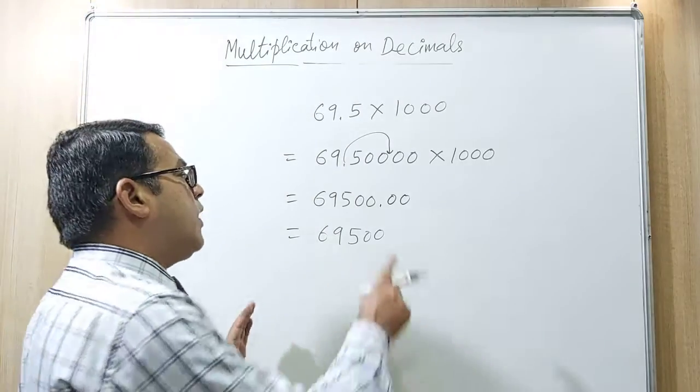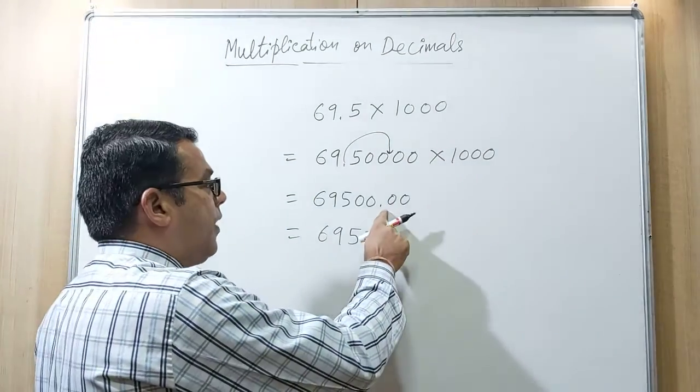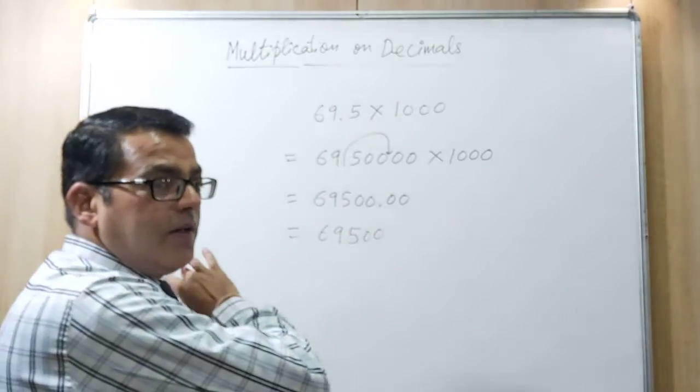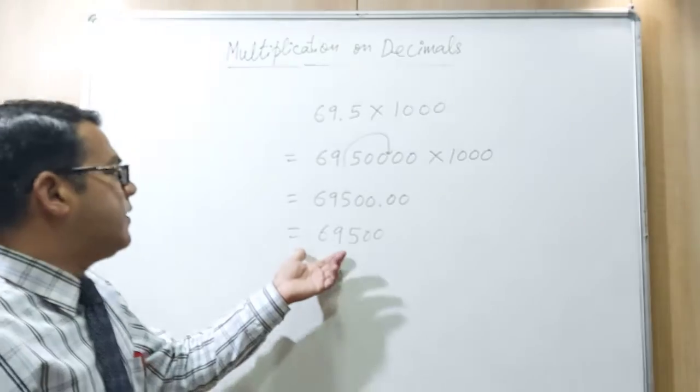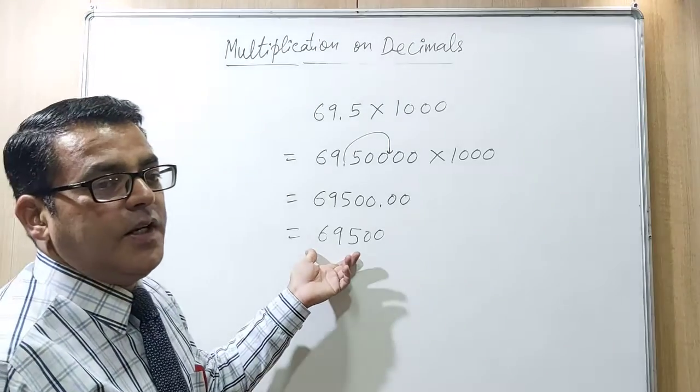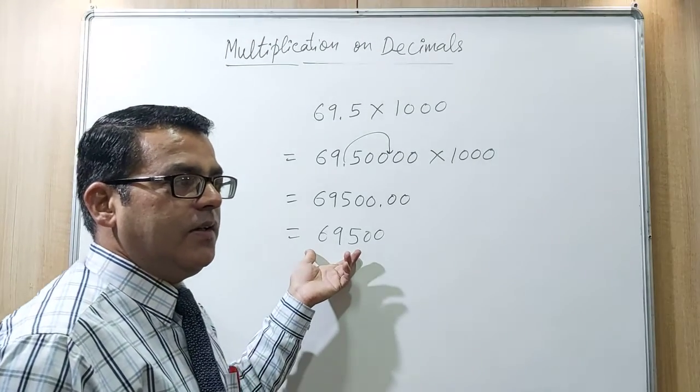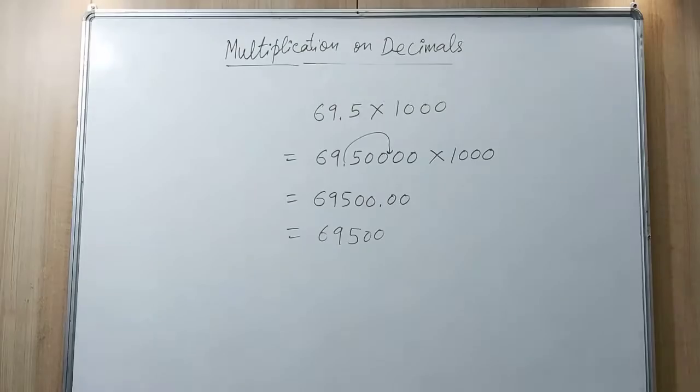So we can write it now this much only, 69,500. No need to write these 2 zeros that we have after this decimal point. We can ignore these zeros after the decimal point. So 69,500 we can write as the final answer. Hope you understand. Let's take another example.